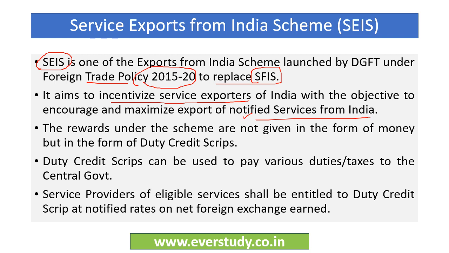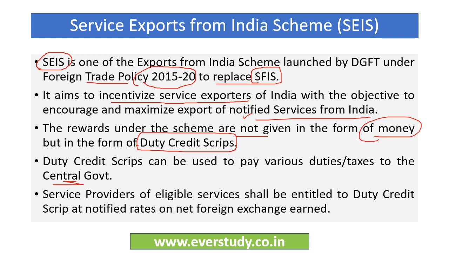Now the incentives or rewards which are given are not in the form of cash or money. This is important: they are not given in the form of money, rather they are in the form of duty credit scrips. Now duty credit scrips are a kind of coupon and they can be used to pay different sets of taxes and duties to the central government. So this is more or less similar to the coupons which we get from Domino's and Pizza Hut, like we can get pizza free next time we visit these stores. So these are a kind of duty credit scrips only, and in this case they are used to pay different sets of taxes to the government.